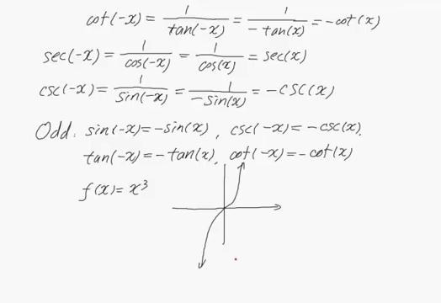Now let's look at the even identities. We have these two even identities. Cosine of the negative x is equal to cosine x, and secant of the negative x is equal to secant x. Okay.